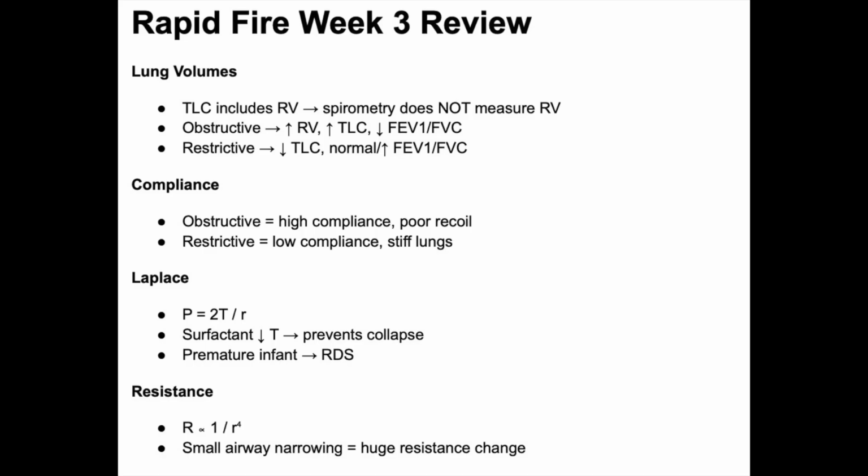Then resistance. Resistance is inversely proportional to the radius to the fourth power. That means small airway narrowing causes massive increases in resistance. Asthma is dangerous not because the airway closes completely, but because even mild narrowing dramatically increases work of breathing. Okay, so all of this is architecture. If you understand the structure, pathology becomes predictable.